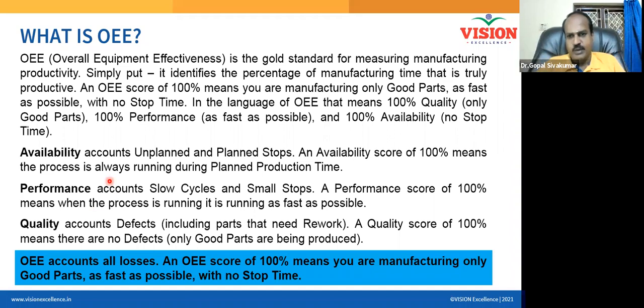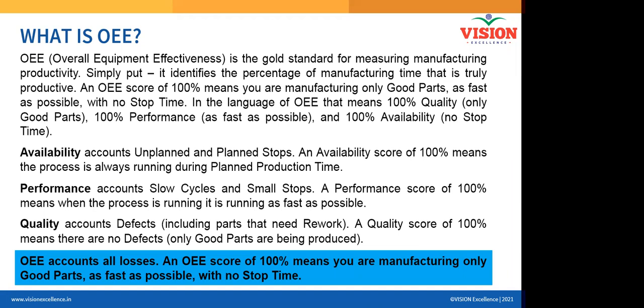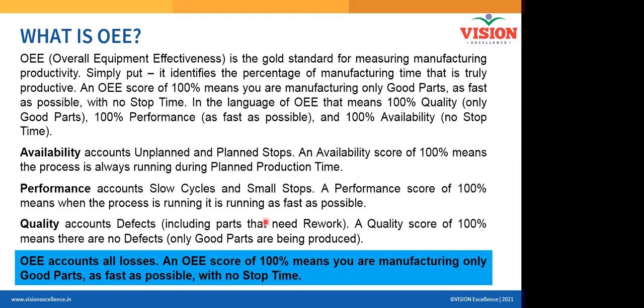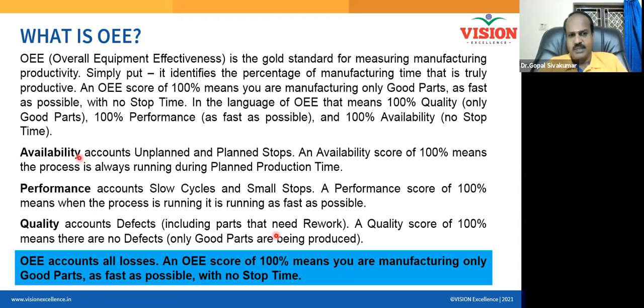Do you all understand what is OEE? Yes, sir. So no availability loss, no performance loss, no quality loss. Now your OEE will be 100%. But the moment availability loss happens, OEE will go down. Performance loss happens, OEE will go down. Quality loss happens, OEE will go down. So OEE is nothing but the product of availability and performance and quality. Everything can be calculated separately and then multiplied together to get OEE.